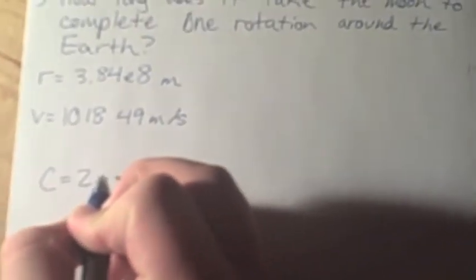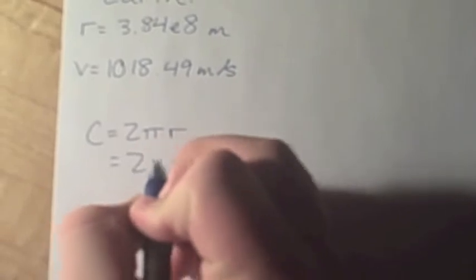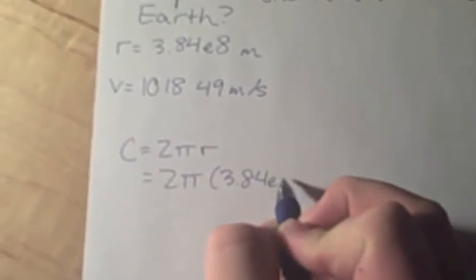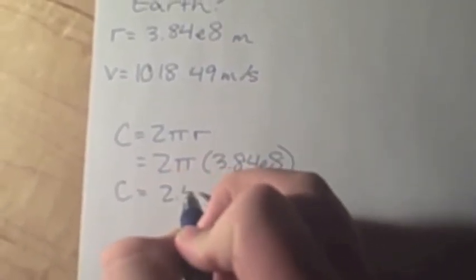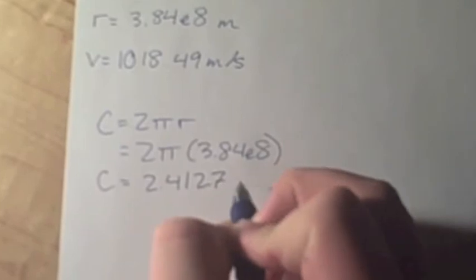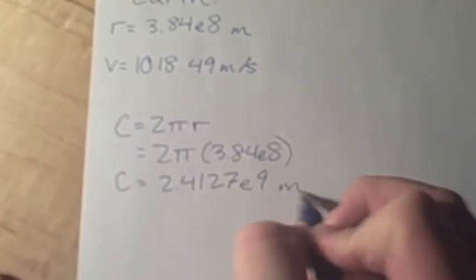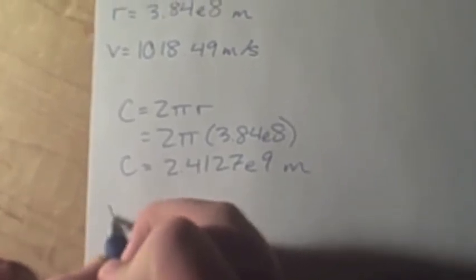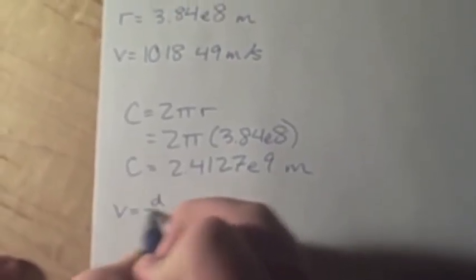Okay, now all the work we've done previously in this video has led up to this final problem. How long does it take the moon to complete one rotation around the Earth? We already have our radius and the velocity, which we found in the last part. Now we use circumference to find the distance. Circumference is 2 pi r. So we plug in our values, and for circumference we get 2.4127 e to the 9th meters. Now this is the distance that the moon is going to cover in one rotation.